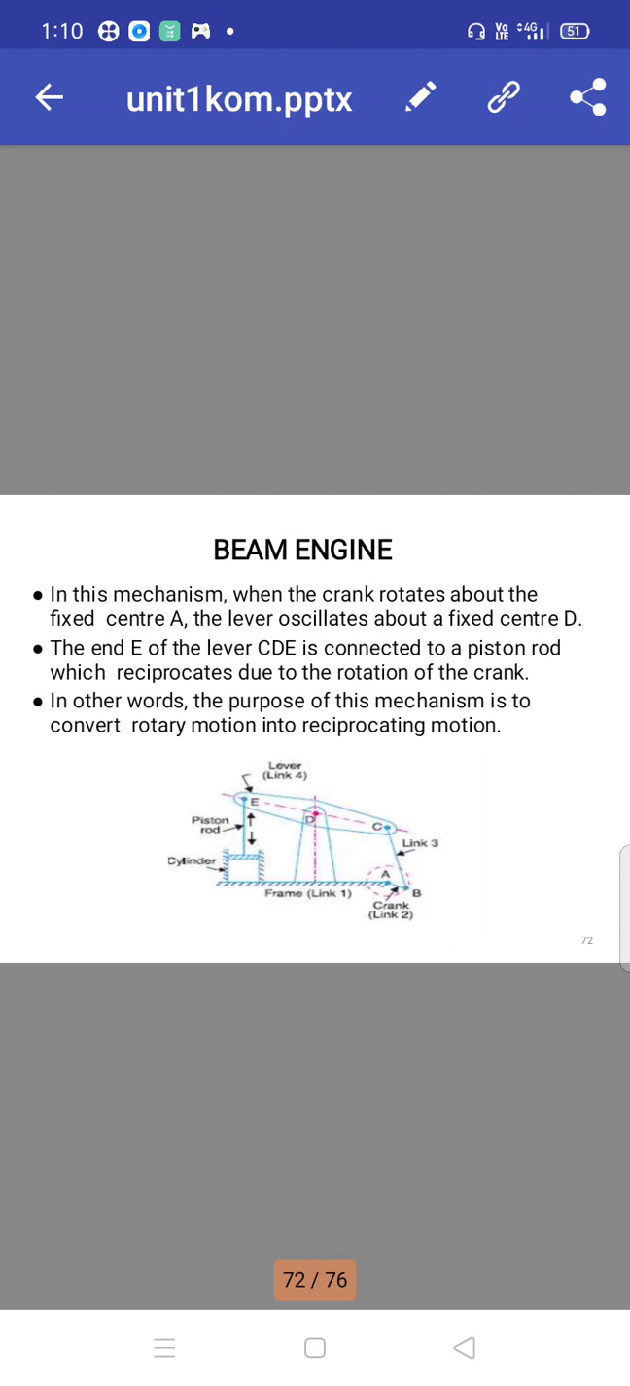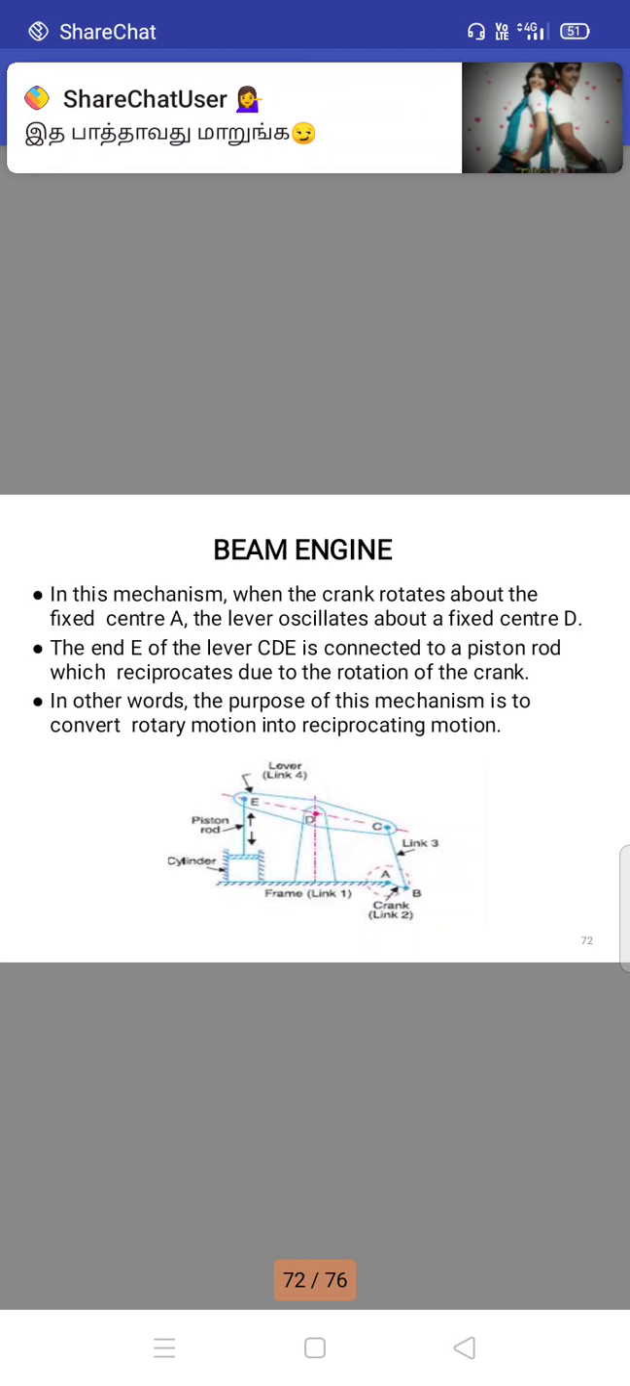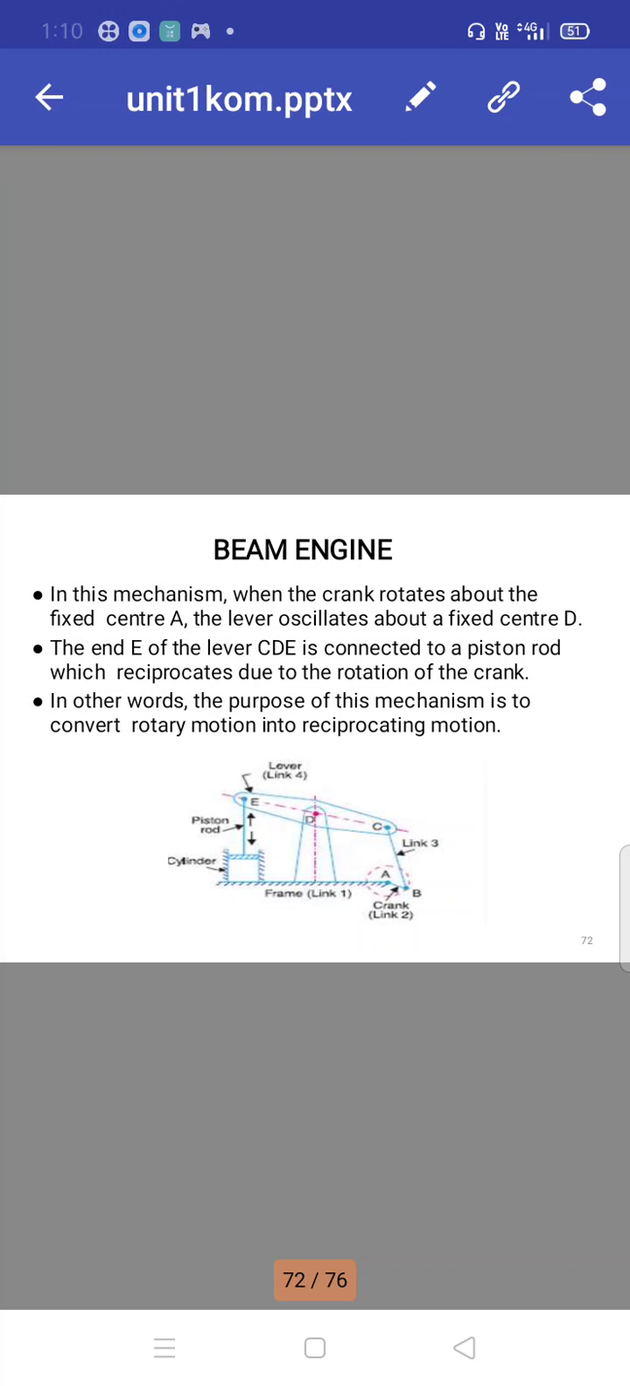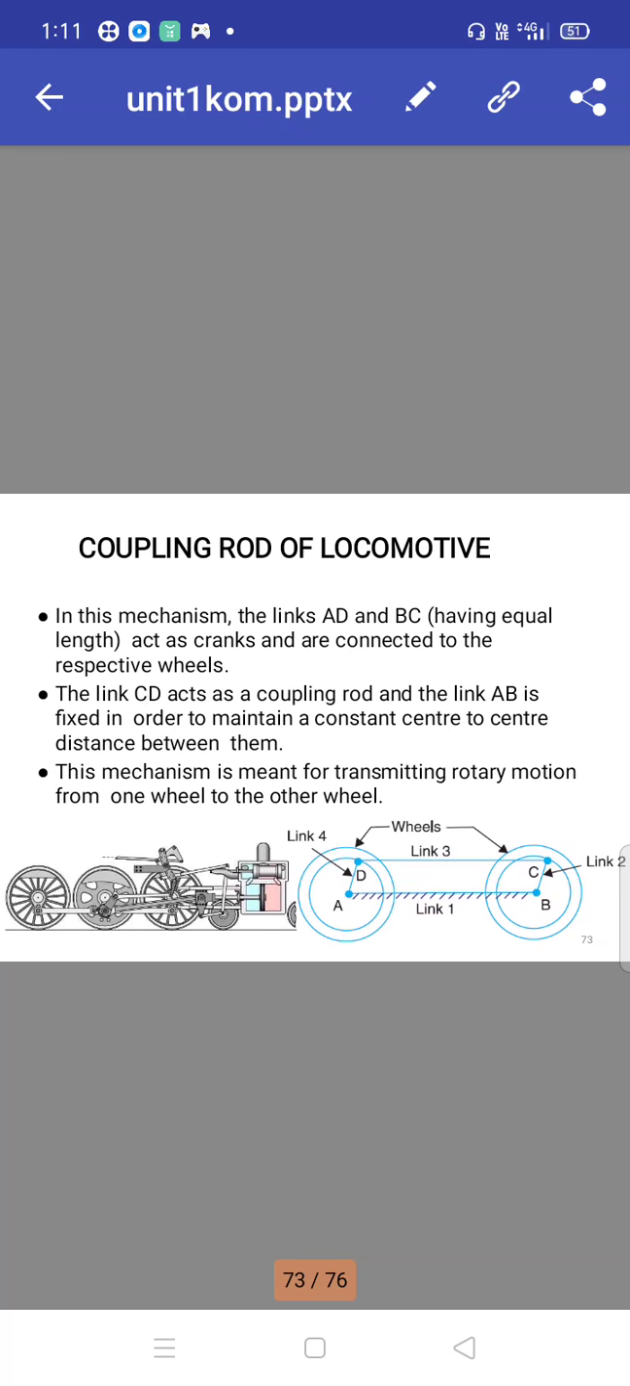Beam engine. In this mechanism, when the crank rotates about the fixed center A, the lever oscillates about a fixed center D. The end E of the lever CDE is connected to a piston rod which reciprocates due to the rotation of the crank. In other words, the purpose of this mechanism is to convert rotary into reciprocating motion.